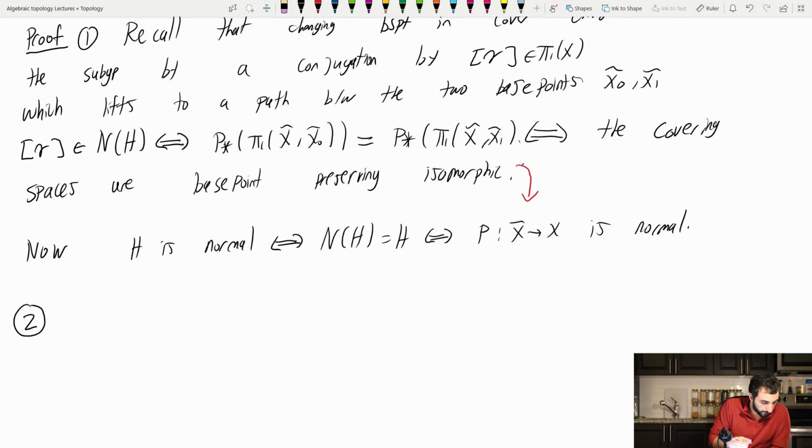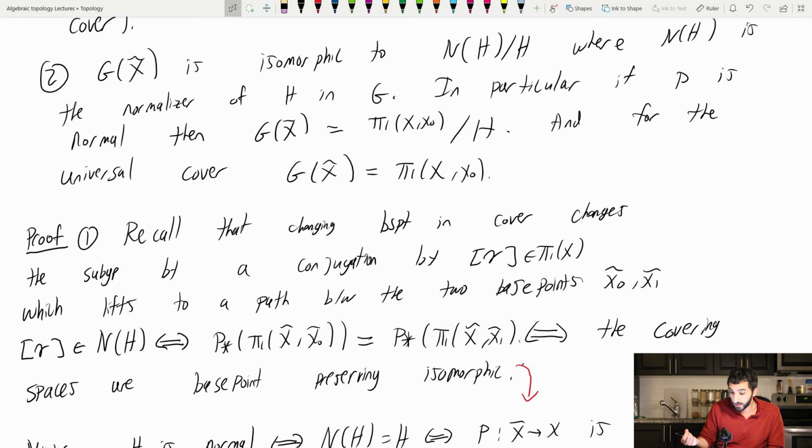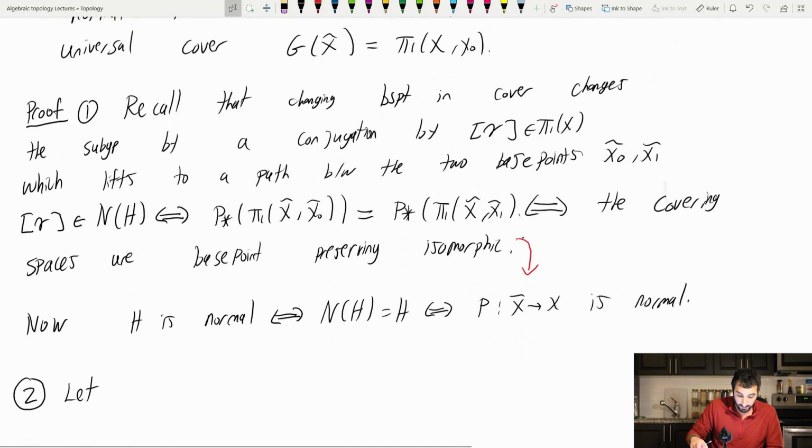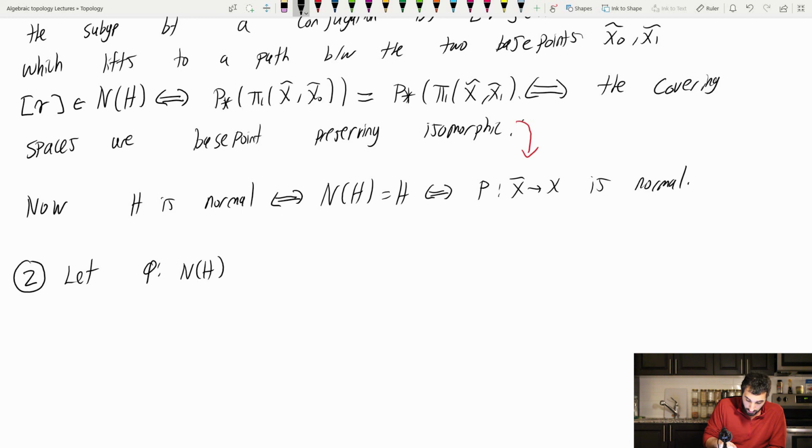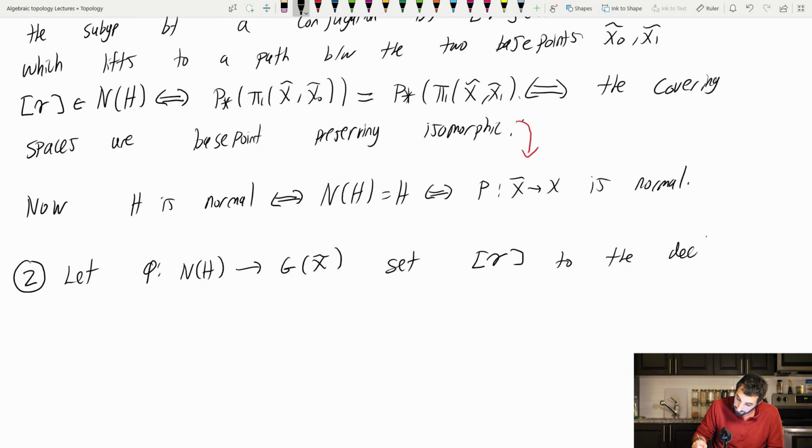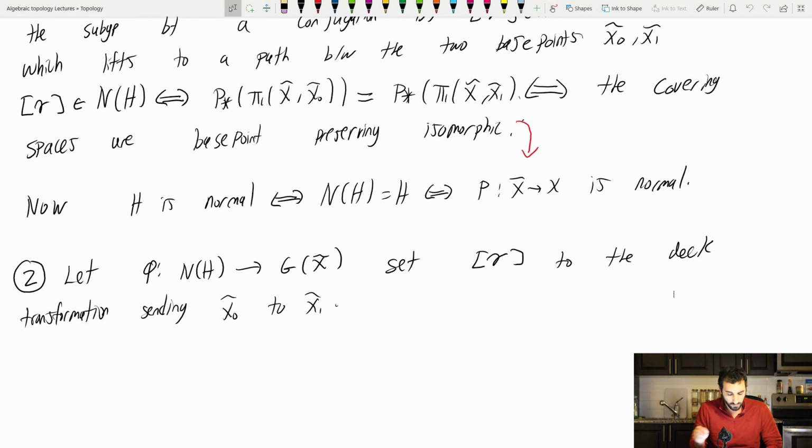Now, for part two, remember we're trying to show, let me scroll back up to the statement, that the group of deck transformations is the normalizer modulo the group itself. So, let phi from the normalizer of H to G of X twiddle send an element gamma to the deck transformation sending X naught twiddle to X one twiddle. So how does this go? Well, it's a little bit non-constructive. I essentially just follow this chain of implications up here. If I have something in the normalizer, I know the covering spaces are base point preserving isomorphic by some isomorphism.